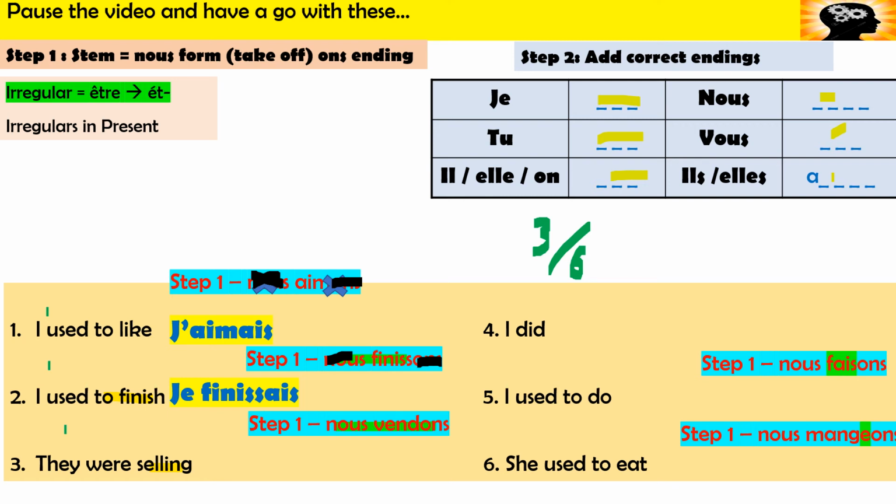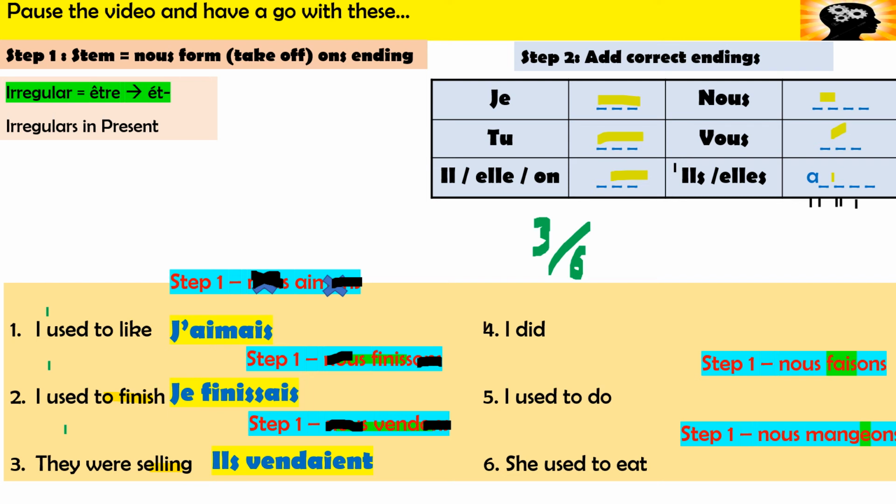Numéro 3, they were selling. I've given you the nous form, nous vendons. You know what to do. Get rid of this, get rid of this, and that gives us our stem for the verb vendre. We have ils, vend, and then our ending is A-I-E-N-T. Ils vendaient is what you need. Excellent if you got that.